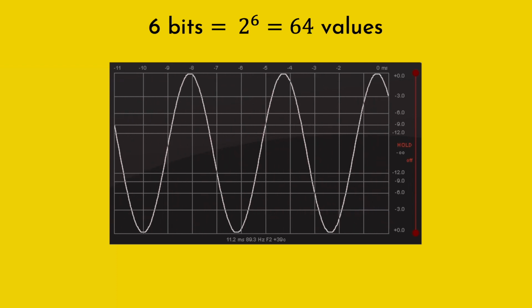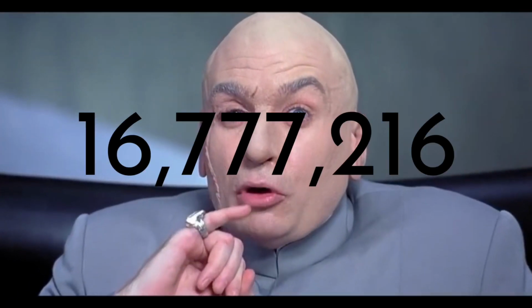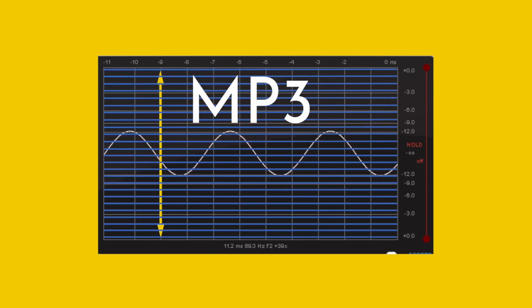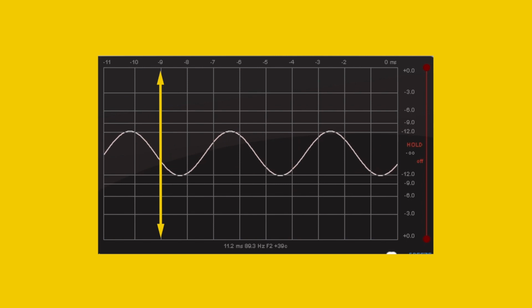A 24-bit WAV file, for example, will split this interval up into 16 million steps. Now what's important here is that the maximum value of 0 dB is fixed. For example, even though the bit depth of an MP3 file is less than a WAV file, it's the number of steps in between that increases, not the headroom itself. The amount of volume a signal has left before it reaches this limit we call headroom.